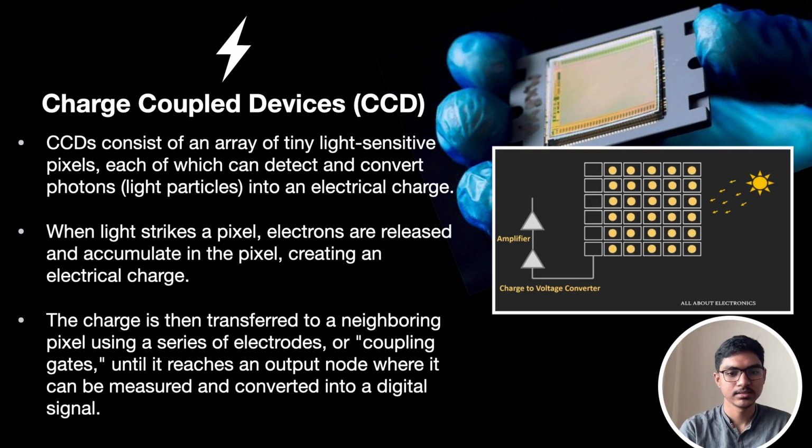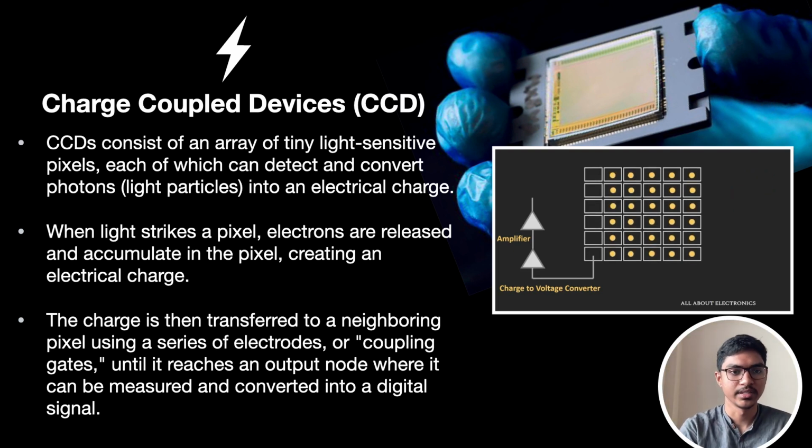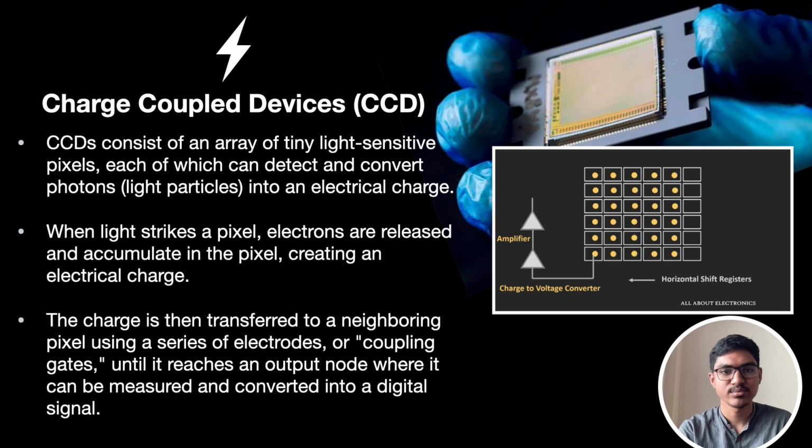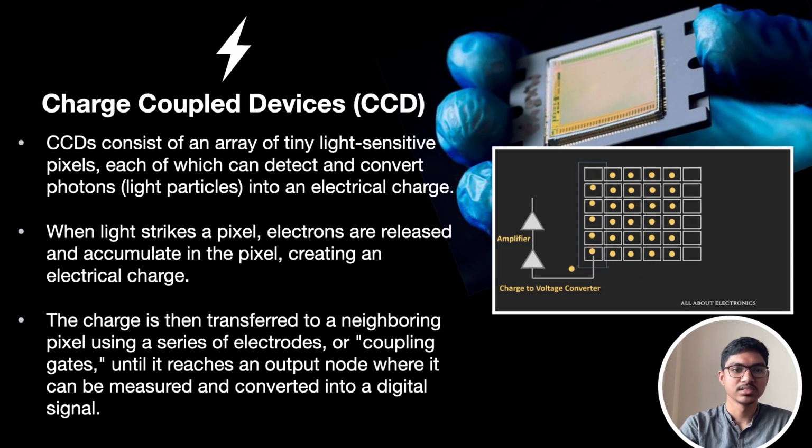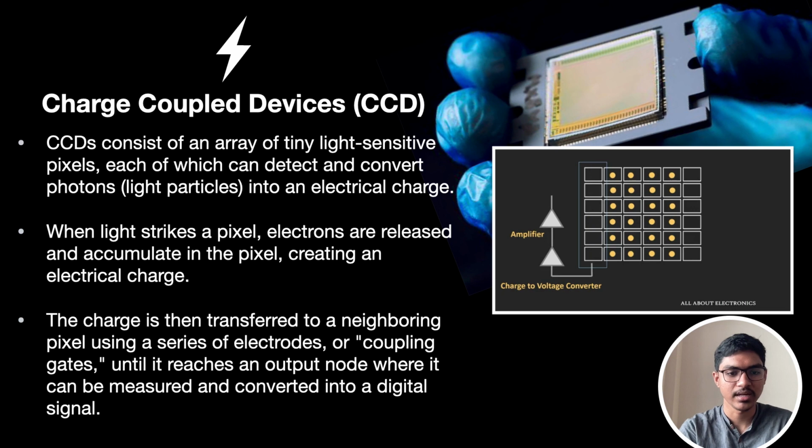CCD sensors have very high image quality, owing to which they are used in the Hubble telescope's Wide Field Camera 3, which has captured stunning images of deep space using CCD sensors. Also in security cameras and surveillance systems, these CCD sensors are used for their high quality.